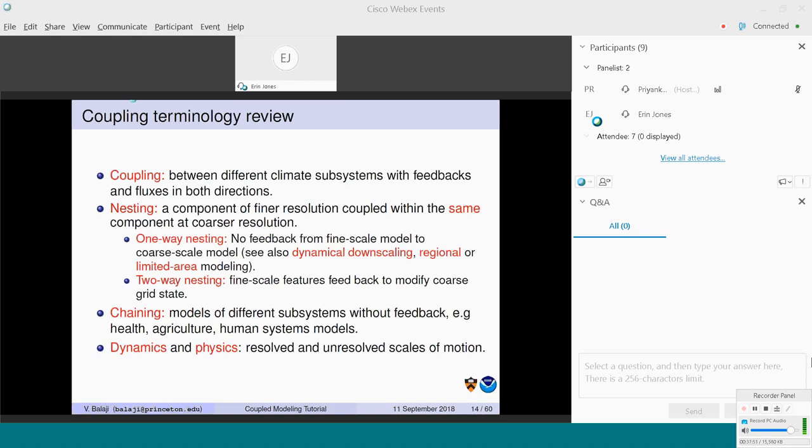Yeah, that's continuous variable resolution. That's not nesting.